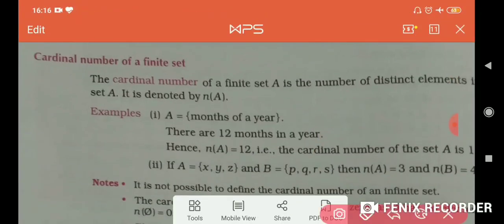Next, cardinal number of a finite set. Cardinal number means the number which you can count and write down. For example, months of a year. So what is the cardinal number of A? It will be denoted by n(A), and how many months are there? 12. So how can you write the cardinal number? n(A) equals 12.